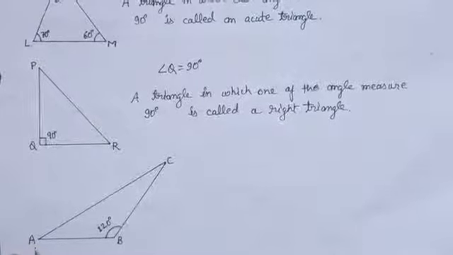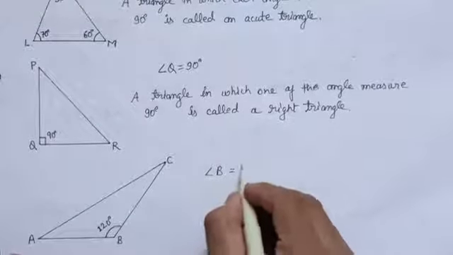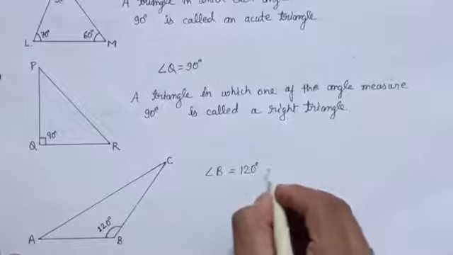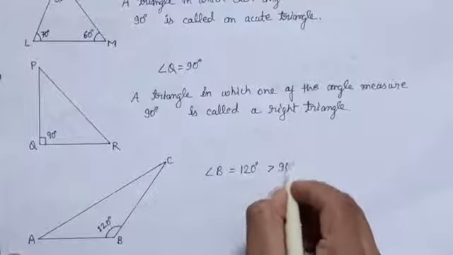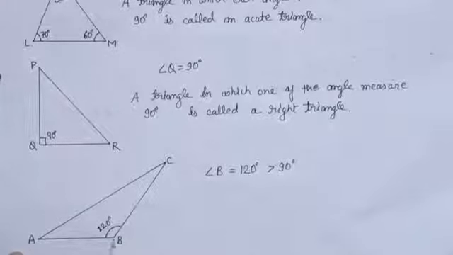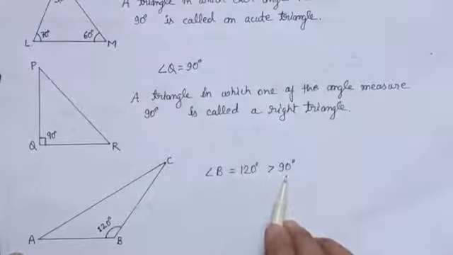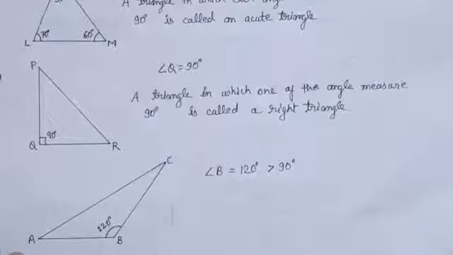In the same way, in the third figure, you can see ABC is a triangle in which angle B measures 120 degree. Angle B is equal to 120 degree, which is greater than 90 degree. So such type of triangle in which one of the angles measures more than 90 degree is known as obtuse triangle.